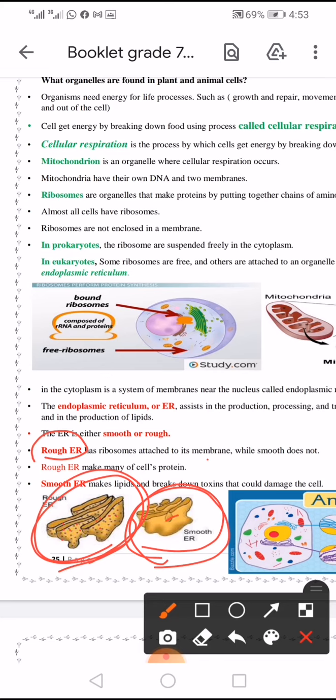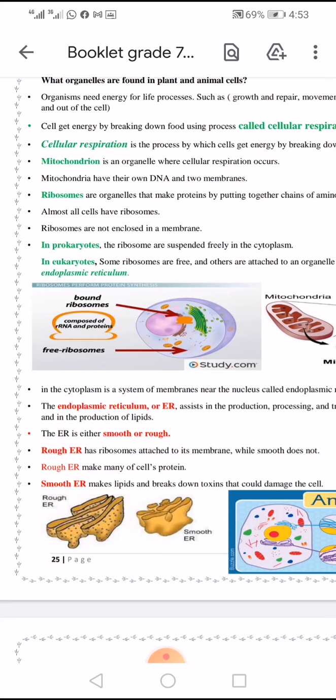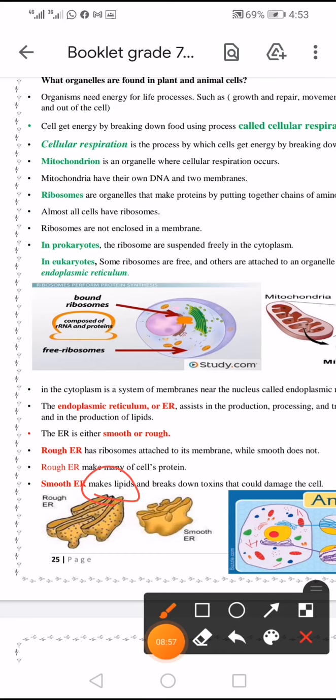So rough endoplasmic reticulum makes cell proteins, as it is attached to ribosomes, and the function of ribosomes is to make protein, while smooth endoplasmic reticulum makes lipids. Smooth, like this, makes lipids and breaks down toxins that could damage the cell. When a toxin gets in the cell, what happens? The smooth endoplasmic reticulum breaks it down.